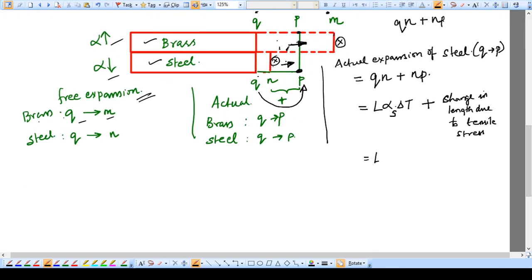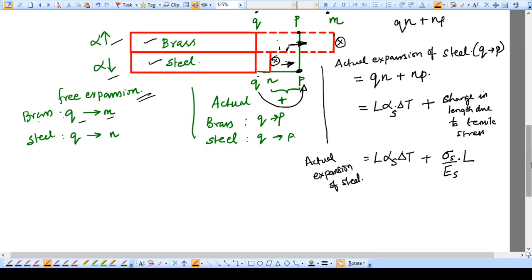So what is the change in length due to tensile stress? This we have seen in the previous sessions. The change in length is given by sigma by E into length. Since we are taking steel, you can write it with subscript S. So this is your actual expansion of steel.